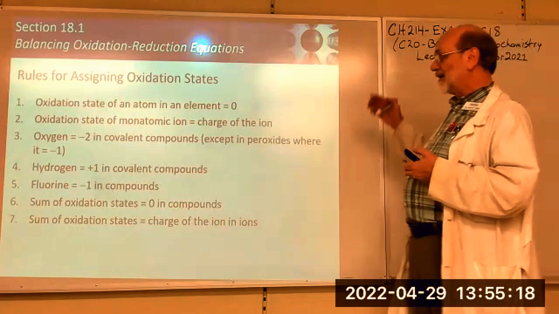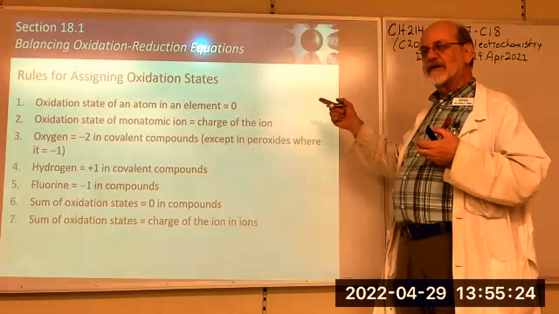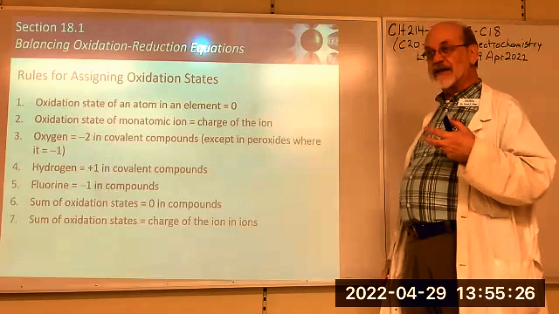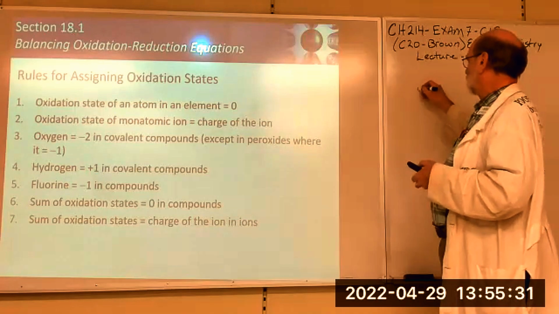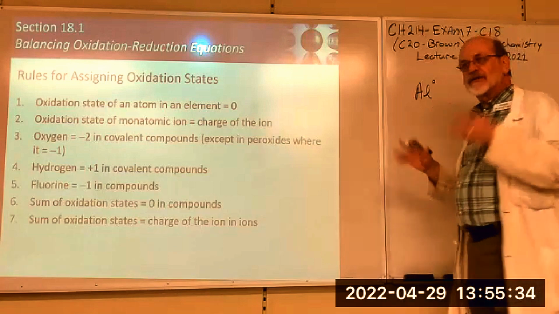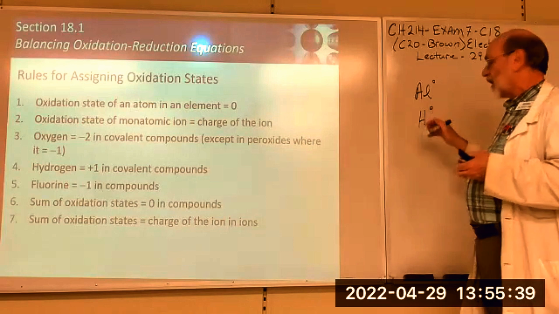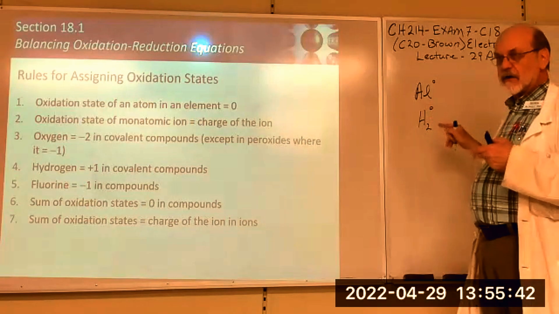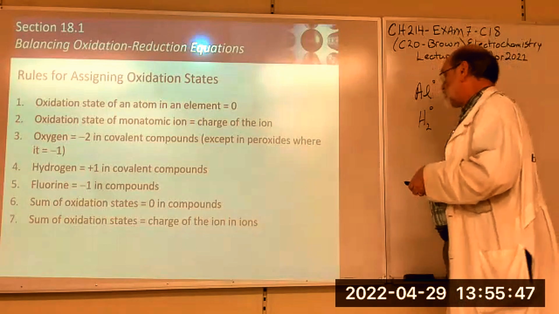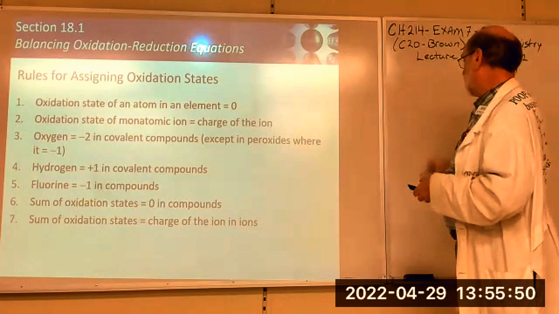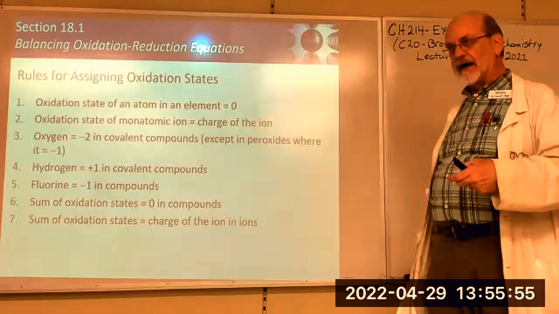First rule: the oxidation state of any element in its standard state is 0. So if you have metals like aluminum, its oxidation state is 0. If you have diatomics like hydrogen, the oxidation state on each one of those hydrogens is 0. If you do have an ion in a reaction, then its oxidation state is the charge on the ion.